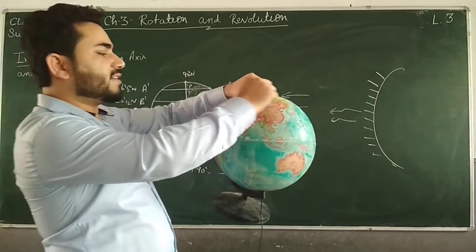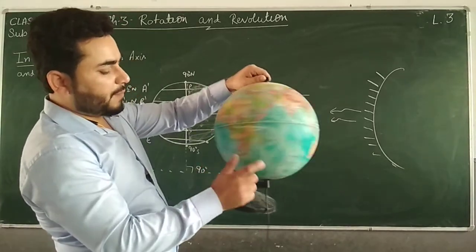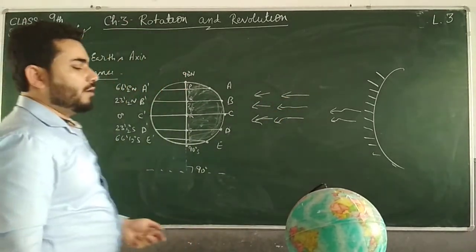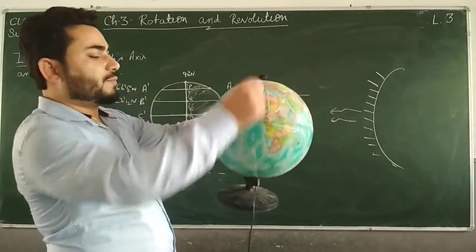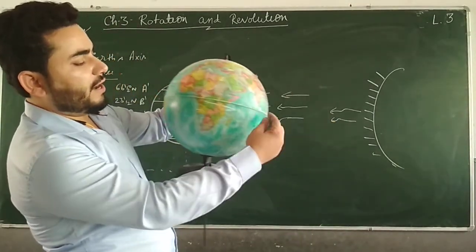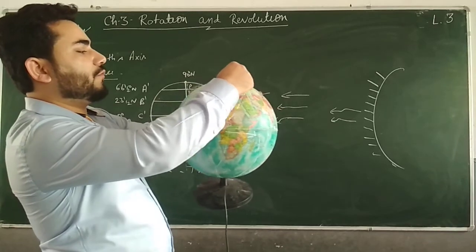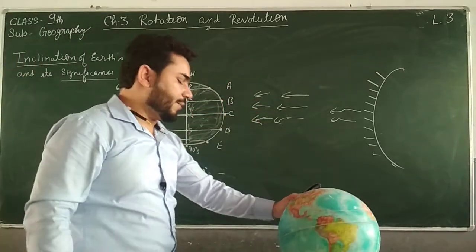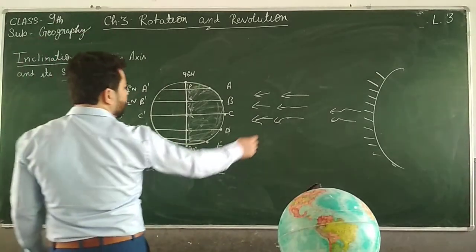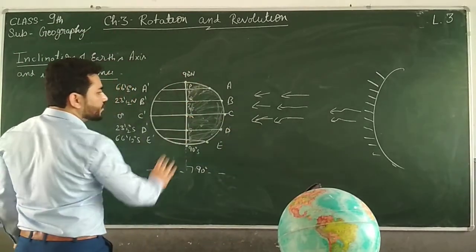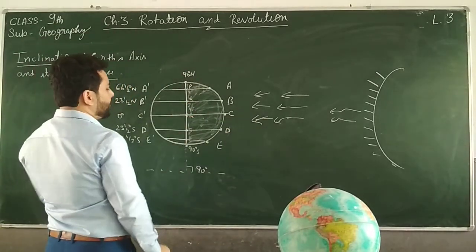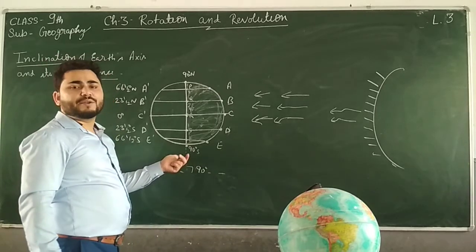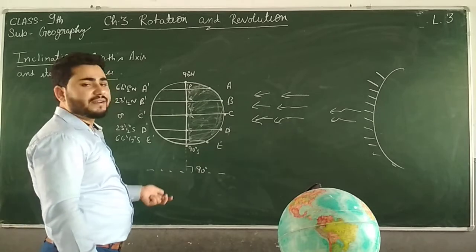So I have taken various parts of the earth to show what is the duration of day and night at this part, what is the duration of day and night at this part, and what is the duration of day and night at this part. Okay, so as you can see, half of the earth is receiving sunlight. This is a hypothetical condition, this is not actual. Earth's axis is not at 90 degrees, we are just assuming it is 90 degrees.